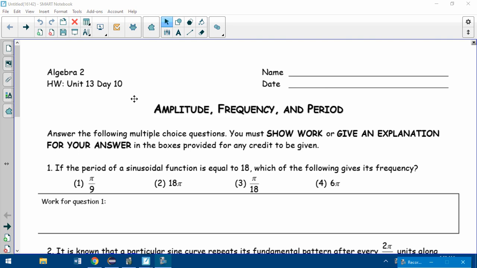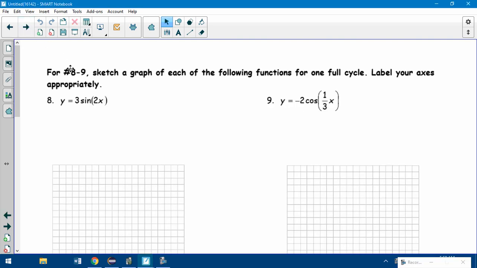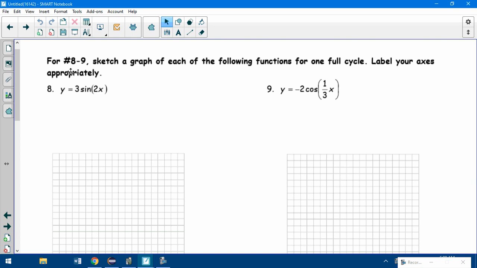So grab your homework from last night, Unit 13, Day 10, and flip over to the back. And I want to do these two graphs. So it says sketch a graph of the following functions for one full cycle. That's the key. And you're going to see today there's going to be some times when that instruction is a little bit different, but that means you're graphing one period of it.